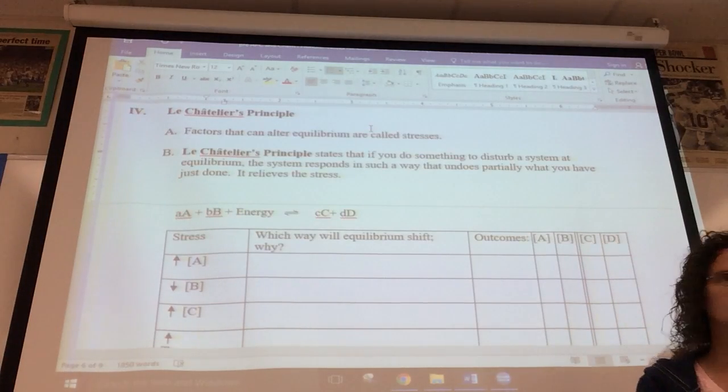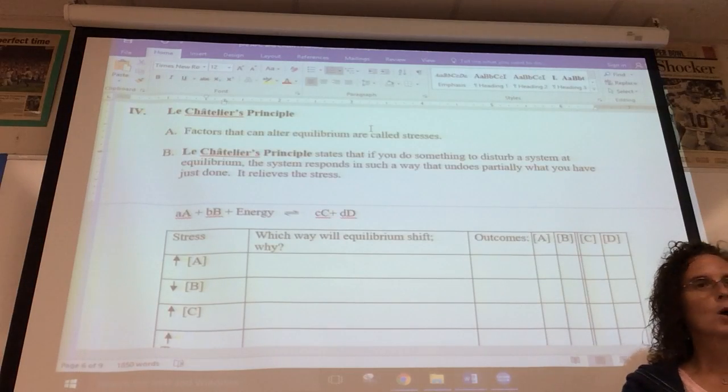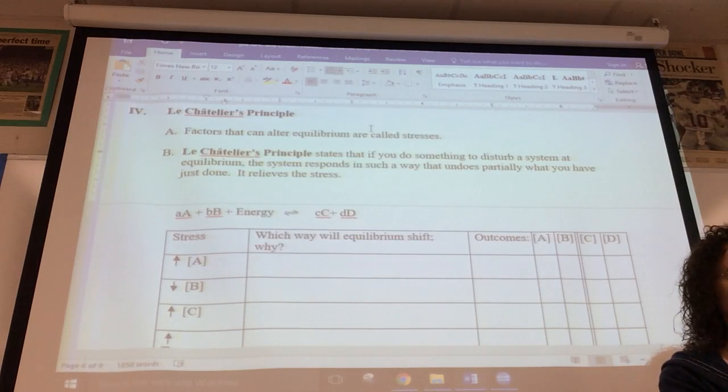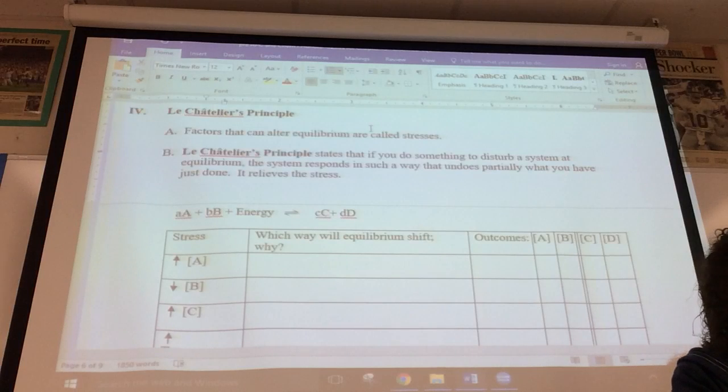There are factors that can alter equilibrium. When you've reached a state of chemical equilibrium, the rate of the forward and reverse reactions are the same. They're equal. Well, you can do something to disturb a system at equilibrium. You can alter the concentration of a reactant or product. You can alter the temperature of the system, or you can alter the pressure or volume of the system, and that will affect equilibrium. When you perturb the system in some way, the system will respond by at least partially undoing what you have done. This is known as Le Chatelier's principle.